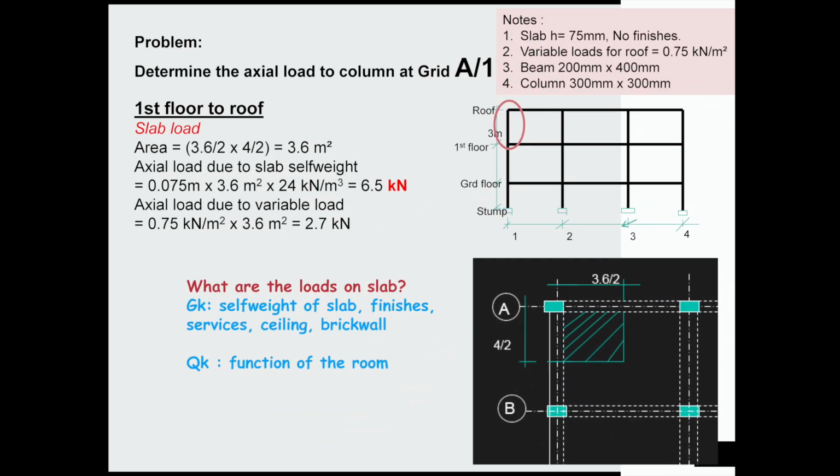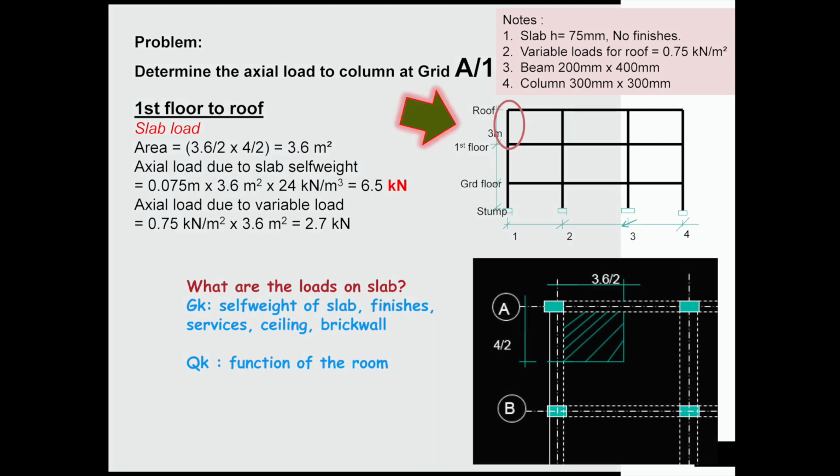For example, I will show you how to estimate the axial load on column grid A1. Information retrieved from the structure key plan are the elemental sizes and loads. Remember, the process to determine the axial load for a column is a top-down process. We need to determine the axial load from the roof down to the stump. In this building, there are 2 columns and 1 stump at grid A1. We can start to estimate the axial load on the column from roof to first floor.